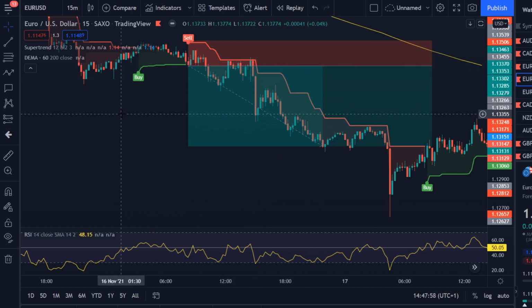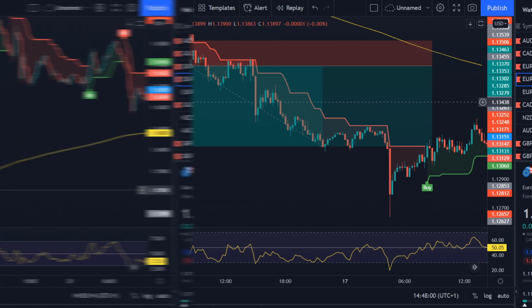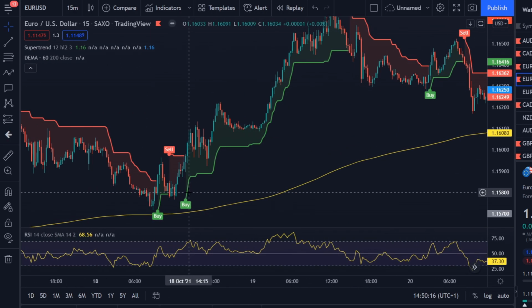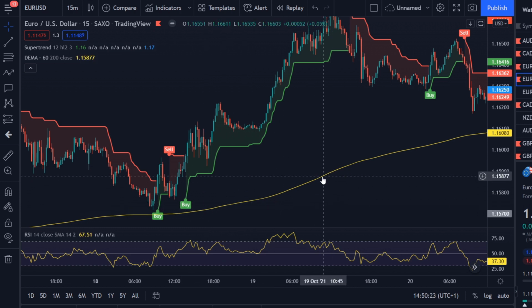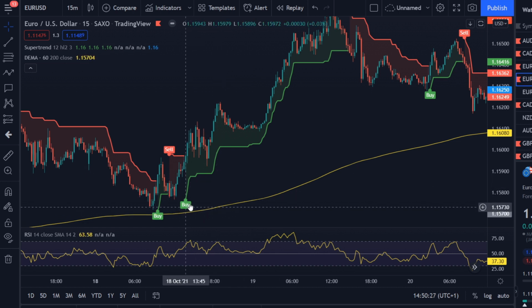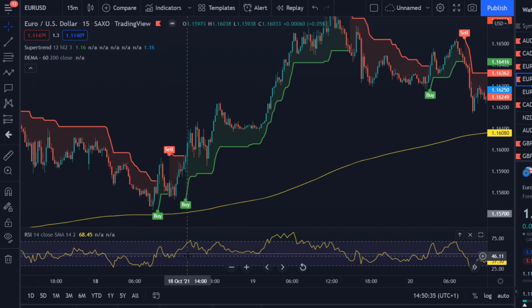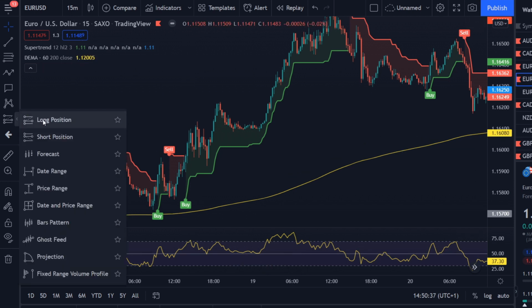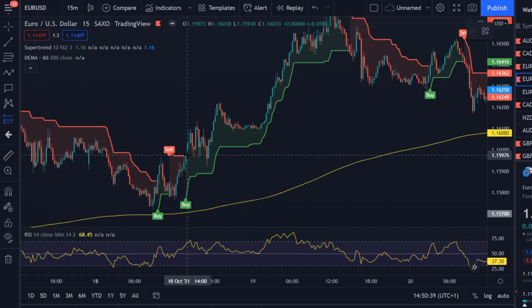Let's show a buy signal. Over here we see a nice buy opportunity. So we look at the DEMA. This is the long-term trend. The price is above the DEMA. We also see a buy signal on the super trend indicator. Then we are looking at the RSI. The price is above the 50 level, which results in a buy opportunity.